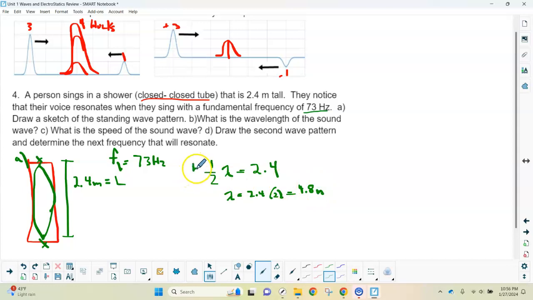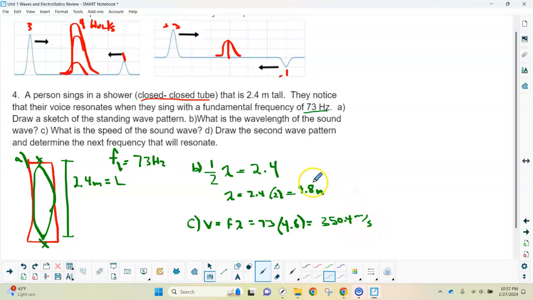So that's part B. Part C, what's the speed of the sound? So again, V equals F lambda. We're using that equation a lot. It comes up quite a bit, so make sure you remember it. So it's going to be the 73 times 4.8. So if you do that, you'll get 350.4 meters per second. That's the wave speed that you get for this one.